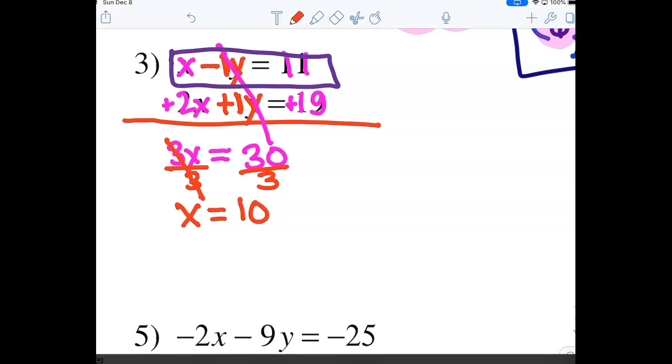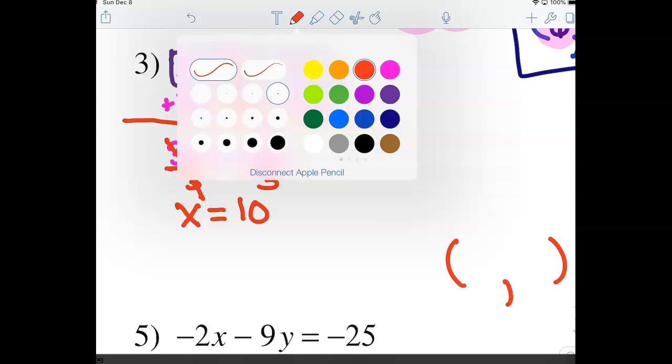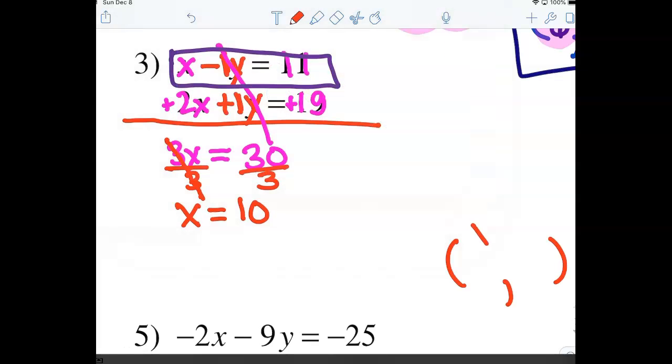Okay. This is not your answer. You need parentheses. No está la respuesta, necesita paréntesis. ¿Quieres una X y una Y? Okay, so I want an X and a Y.